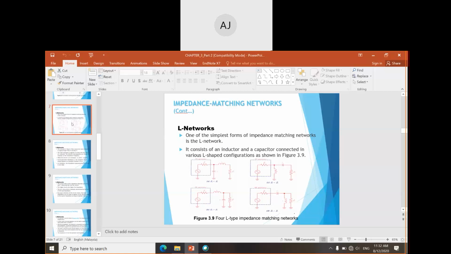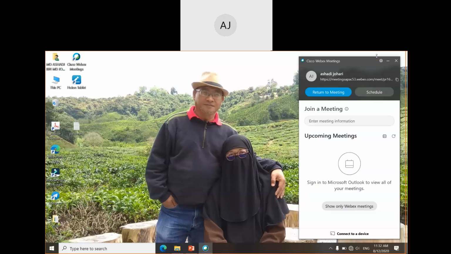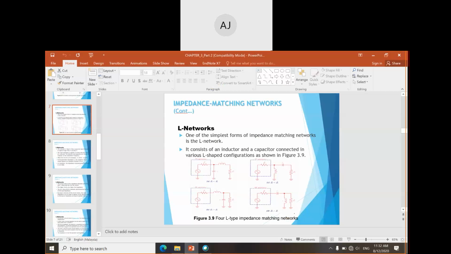I think that's all for part two. It's a very simple section. Okay, I think that's all for this chapter.